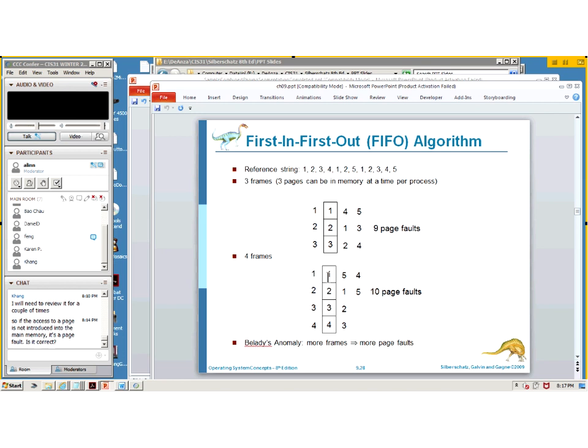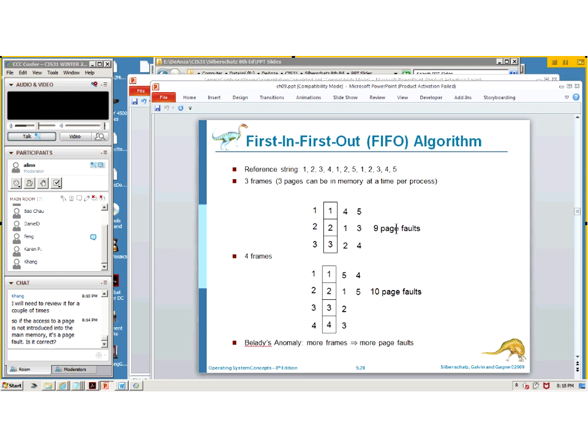Now, if we increase to 4 frames, we get 10 faults on the same set. And this concept is called Belady's anomaly, where more frames results in more page faults. It's kind of an oddity. That's why it's called an anomaly. And it occurs on this algorithm.